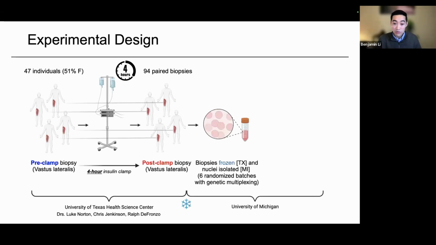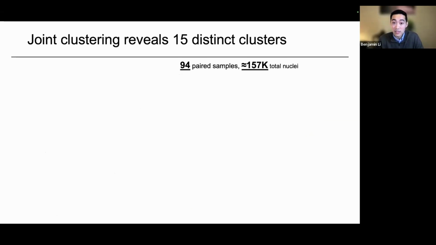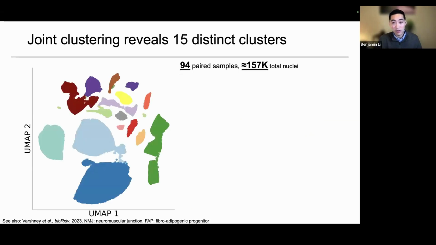The samples were all then frozen and shipped to the University of Michigan, where they were processed in 6 randomized batches with genetic multiplexing. And then they were sequenced with multi-omics, so single-nucleus RNA-seq and single-nucleus ATAC-seq on separate nuclei. We then jointly clustered the data. Again, just to reiterate, we had 94 paired samples here, and after rigorous QC, we identified approximately 157,000 total nuclei. And when we jointly clustered those RNA and ATAC nuclei, 15 distinct clusters emerged.